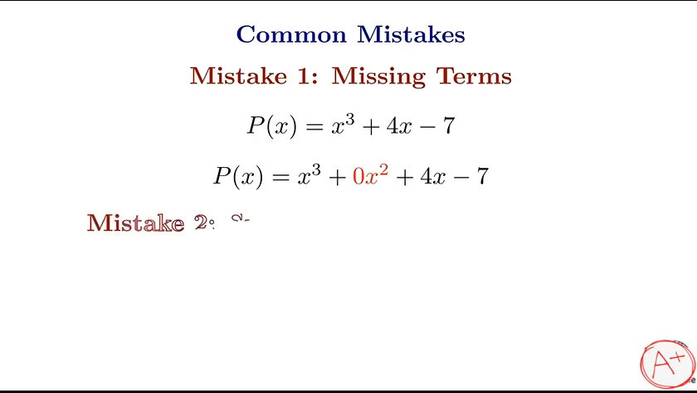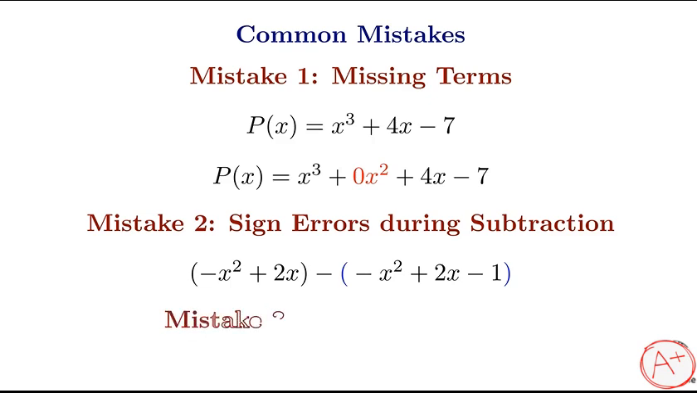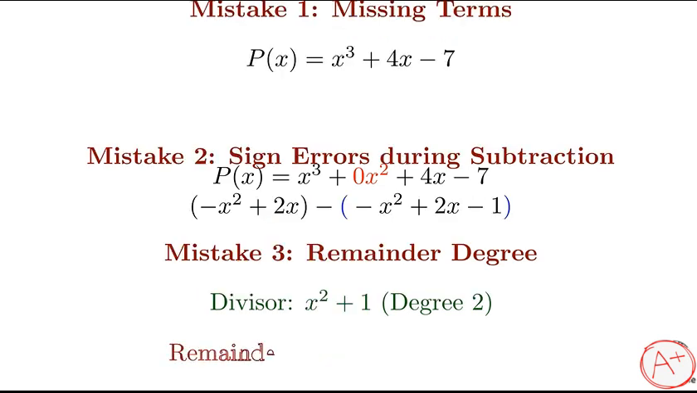Second, sign errors are the most common cause of failure in this topic. When you subtract a negative term, it becomes addition. Always place your subtraction in brackets to ensure you distribute the negative sign to every term in the expression. Third, students often stop the division too early or too late. Remember our rule. You must continue dividing until the degree of the remainder is strictly less than the degree of the divisor. If you are dividing by a quadratic, your remainder can be linear, but it cannot be quadratic.